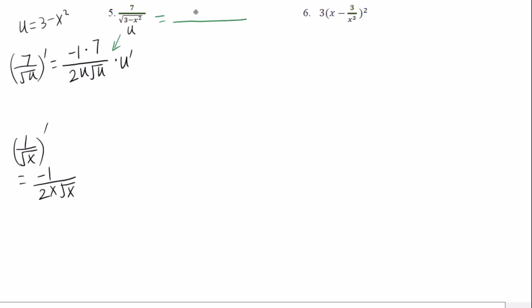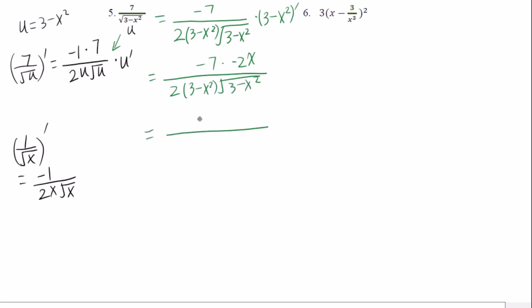So we get negative 7 over 2 times 3 minus x squared times the square root of 3 minus x squared, times u prime, which will be 3 minus x squared prime. That equals negative 7 times, 3 minus x squared prime will be negative 2x. Denominator stays. So your final answer will be 14x over 2 times 3 minus x squared times the square root of 3 minus x squared.